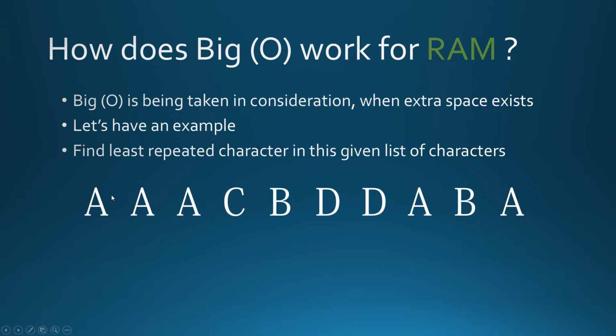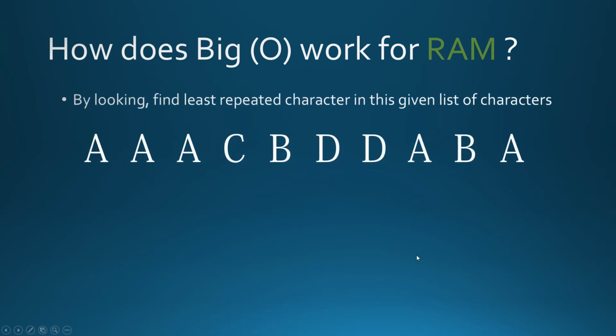We are given this problem: we want to find the least repeated character in this given list of characters. Just by looking, as a human being, we have 3 A's here, 1 C, 1 B, 2 D's, then another A, another B, and another A. So we know there are 5 A's, 2 B's, 2 D's and 1 C. So the least repeated character here is C.